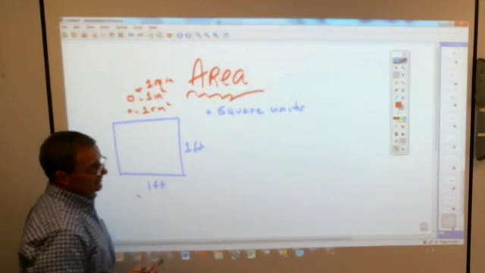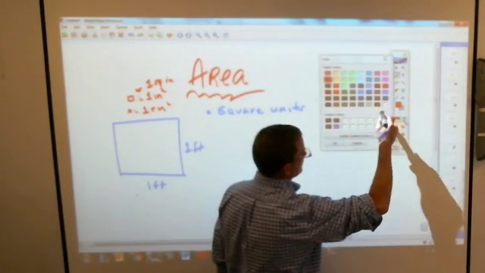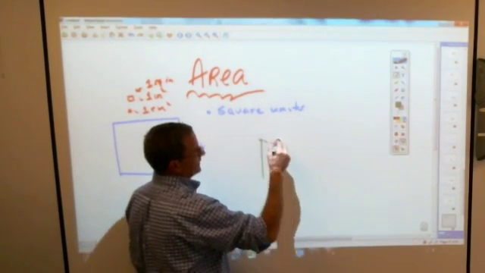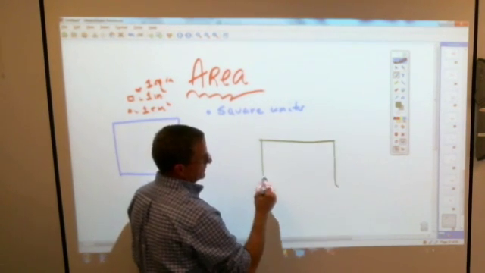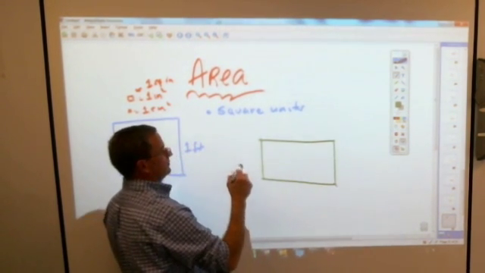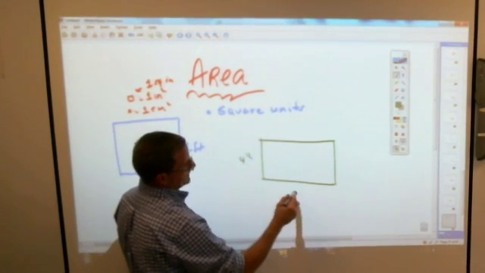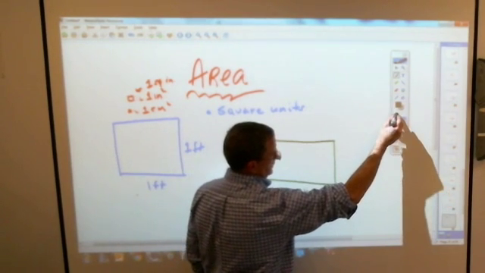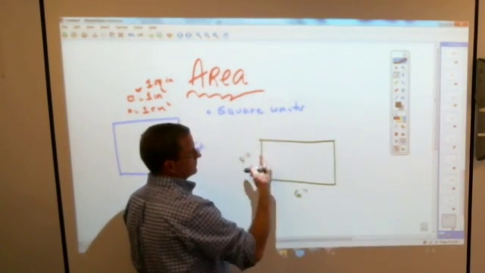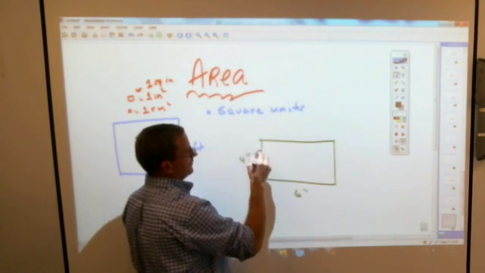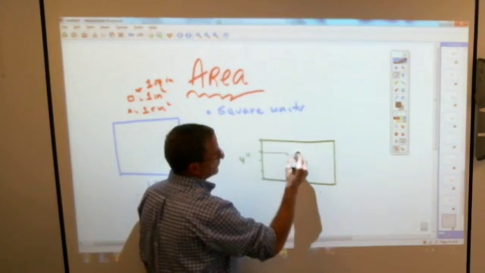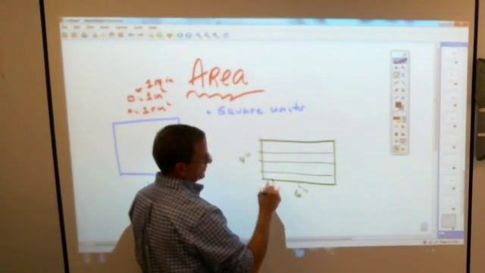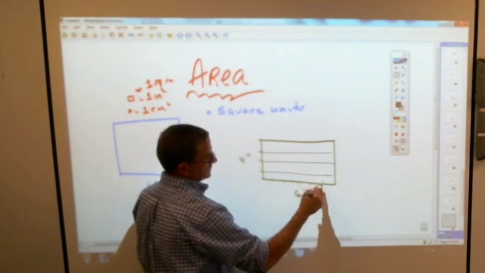Now, how do you find area? Well, usually we talk about areas of just little rectangles. And let's say this rectangle is 4 inches by 6 inches. Now, one way we can find area is we could cut it into the little squares that we're talking about. This is 4 inches, so we mark off our 4 inches. We'll draw our 4 inches this way. This is 6 inches, so we mark our 6 inches like this.